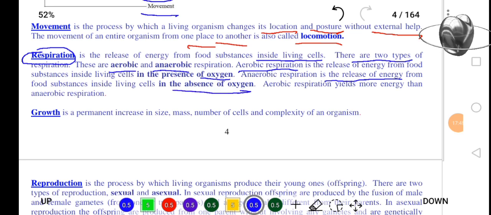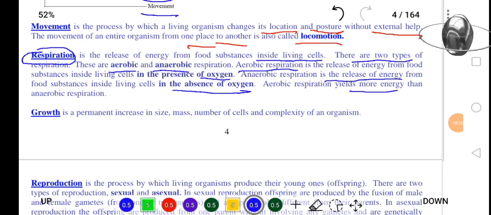That is anaerobic respiration. Now, since aerobic respiration takes place in the presence of oxygen, we expect a lot of energy to be released because the food substance is going to be oxidized.